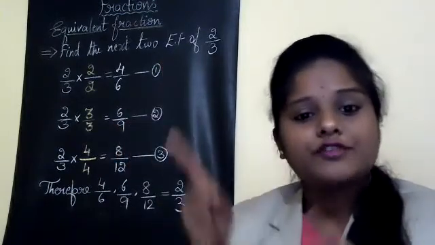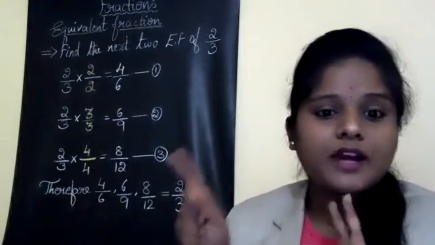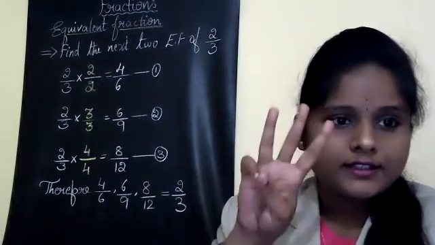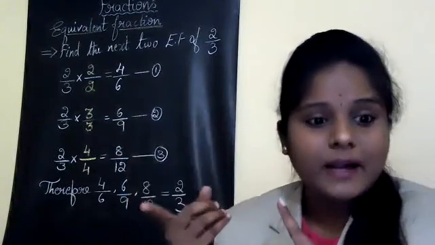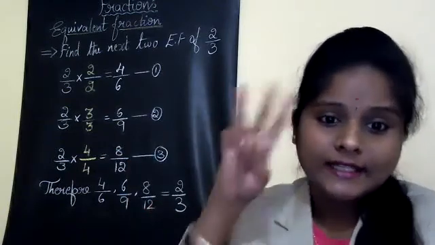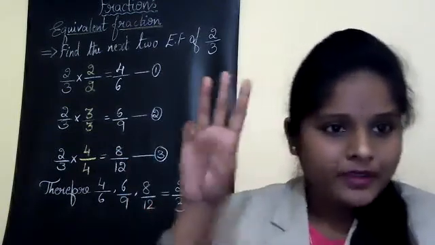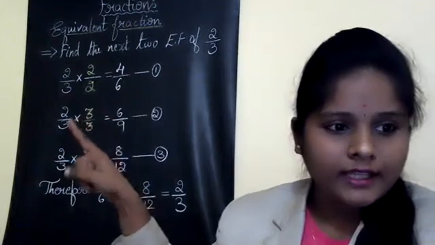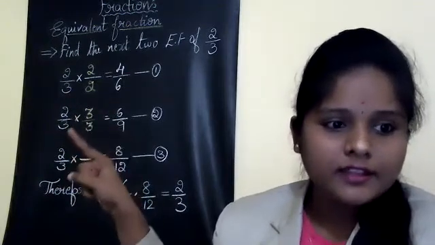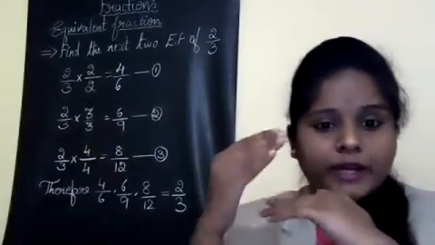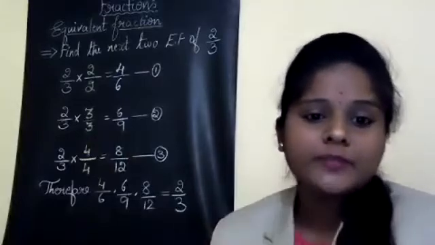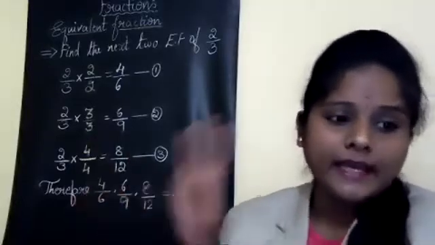Now what comes after 2? 3. Isn't it? So that means the next multiplication number will be 3. Okay. So we will write the question again, that is 2 by 3, and this we are going to multiply it by 3. That means both numerator and denominator we are going to multiply it by 3.